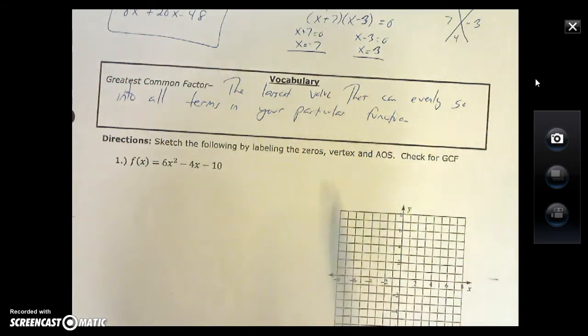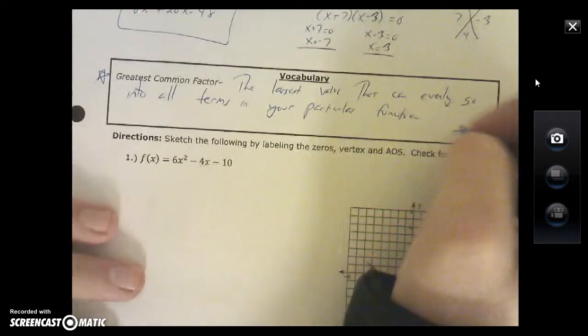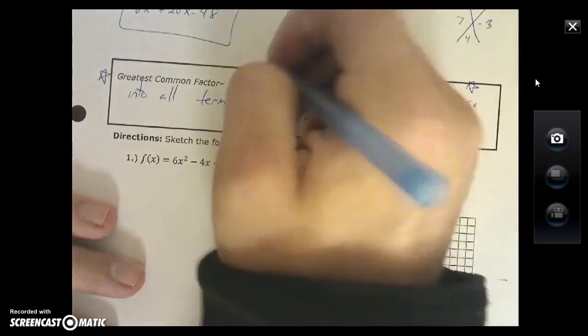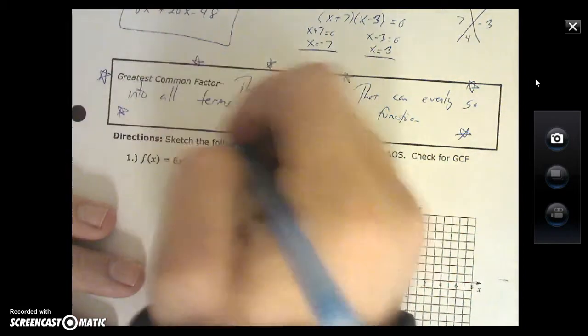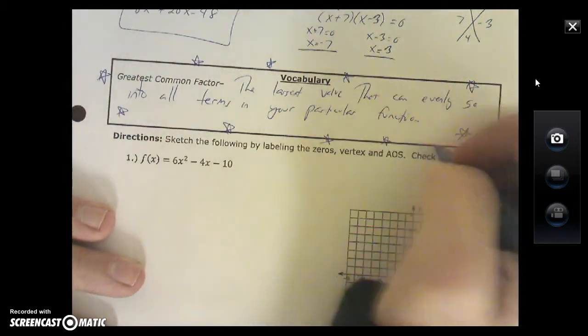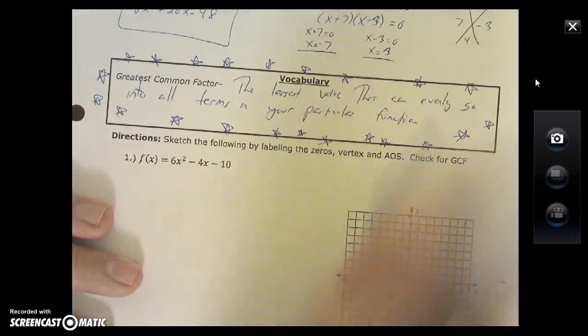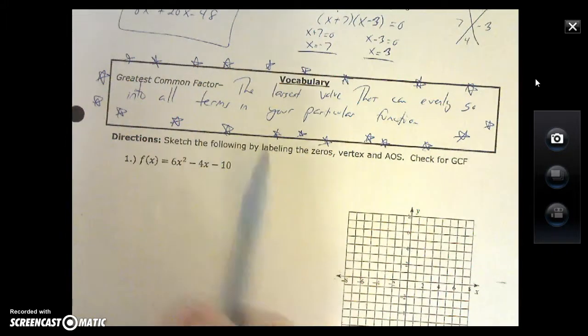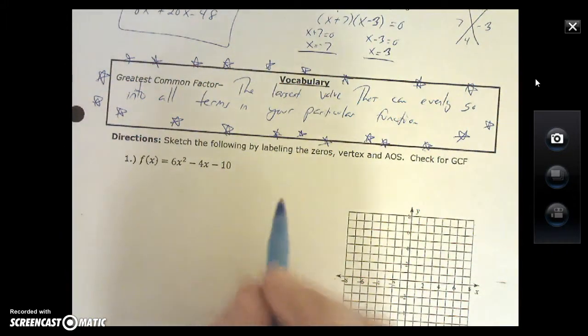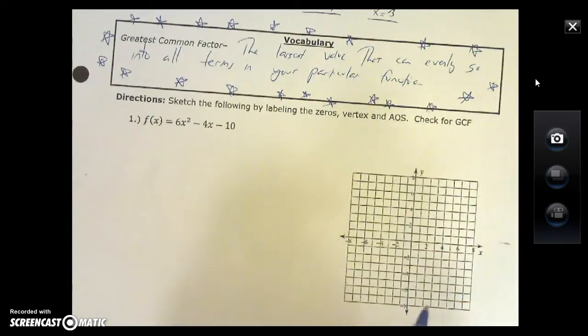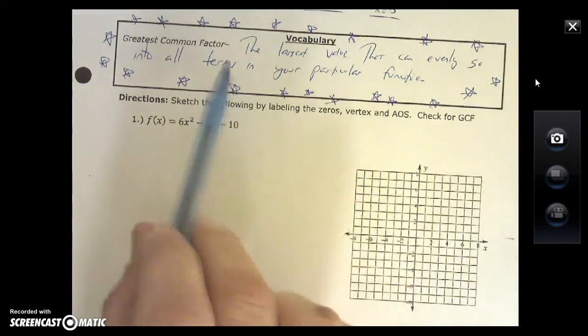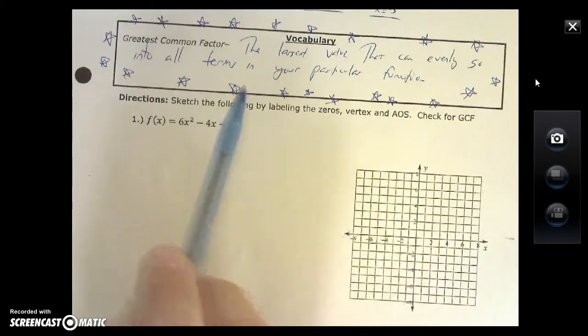We are always going to look for this first. You always want to look for the GCF. This is your easy ticket. If you have a GCF, your life is good. Did I mention you always want to look for this? Just curious, because you always do. Please don't hate me.